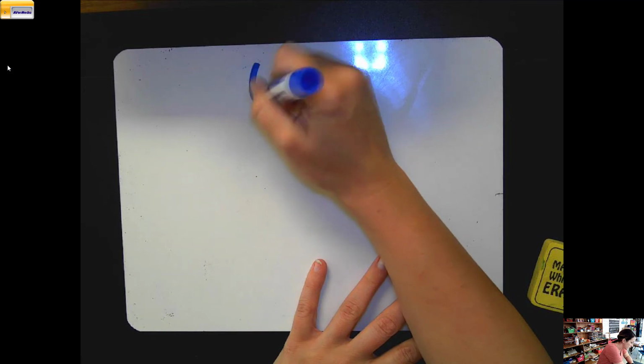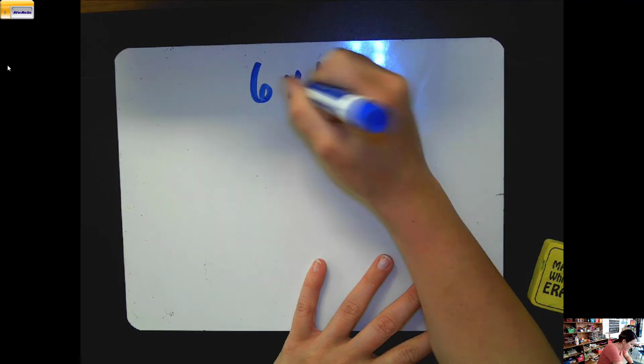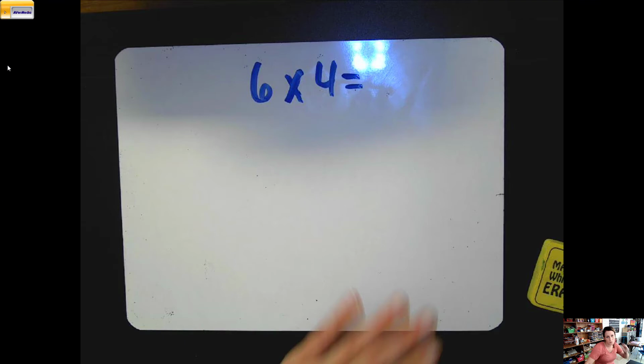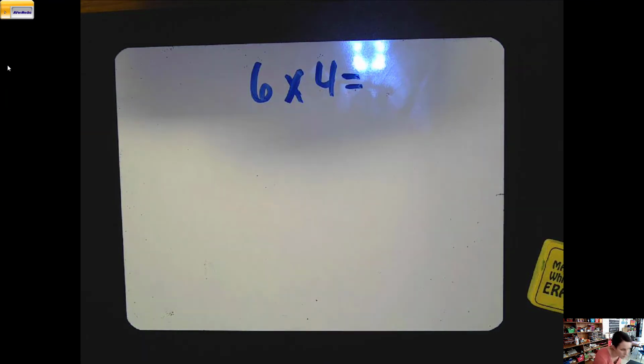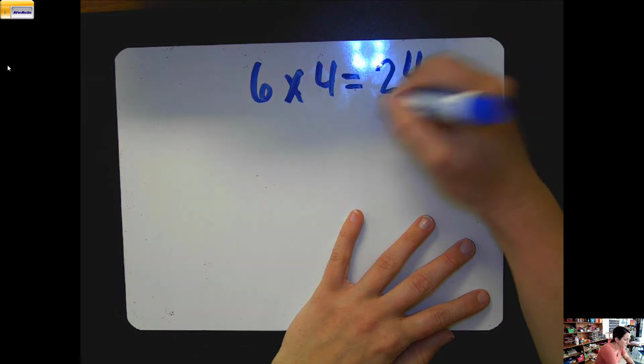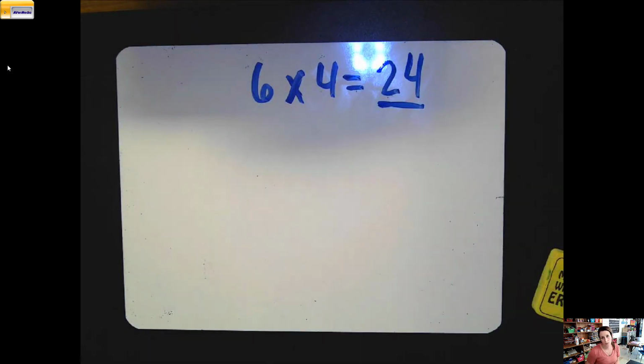Alright, let's do 6 times 4. Okay, I want you to draw this using circles. And you don't have to worry about the answer. I'll tell you the answer. The answer is 24. So I'm not worried about the answer. I'm worried about the strategy and how to get there.